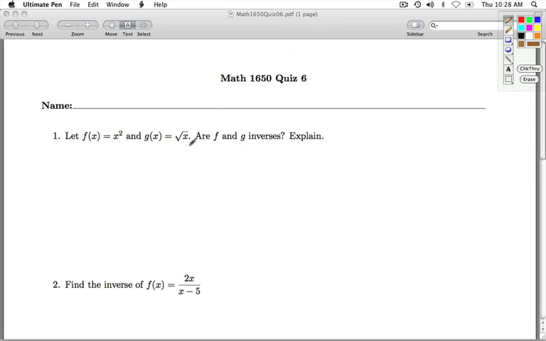Number 1, we're given two functions and we're asked to determine if they're inverses. And one way to determine if they're inverses is we can plug them into each other and then we should get x back. So let's check this out.